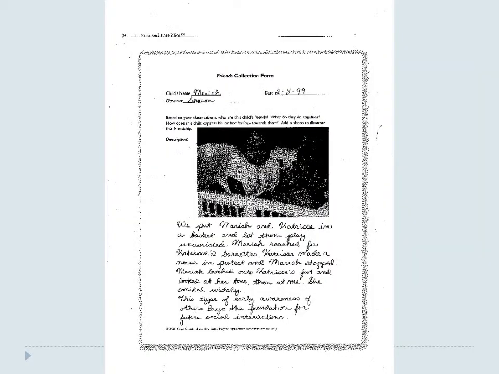So here's an example from the Focus Portfolios book of a specific form that you can use to fill out to give information about children. And this one specifically focuses on a child's ability to interact with other children and form friendships. And so they have a picture here, I know it's kind of hard to see, of two babies playing in a laundry basket. And then the teacher writes about the observations between the two babies which the teacher has observed.